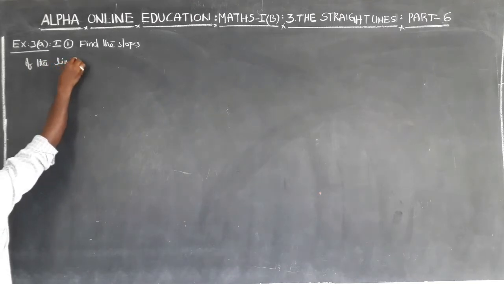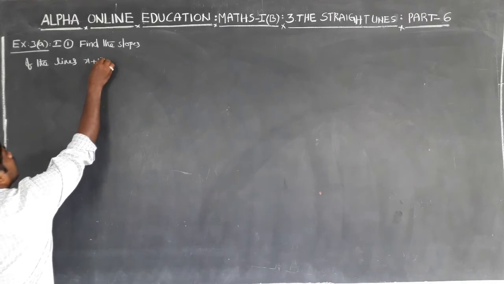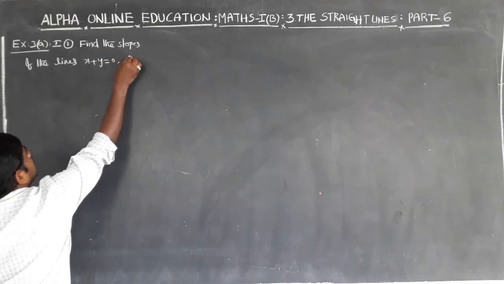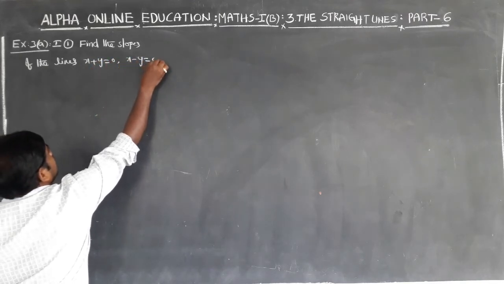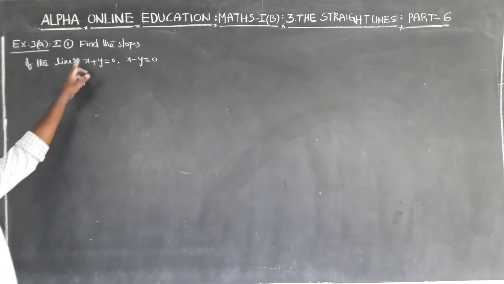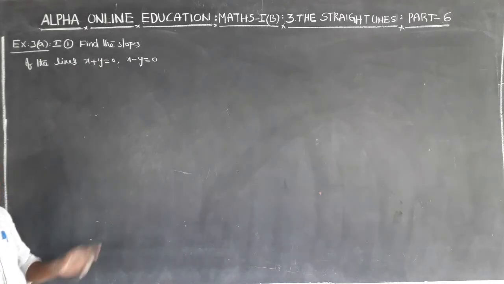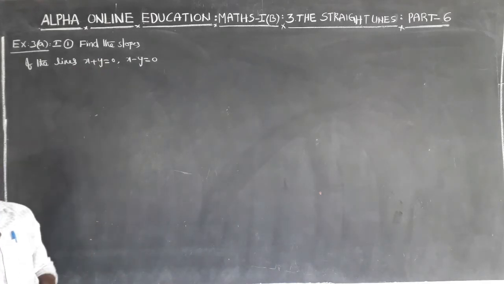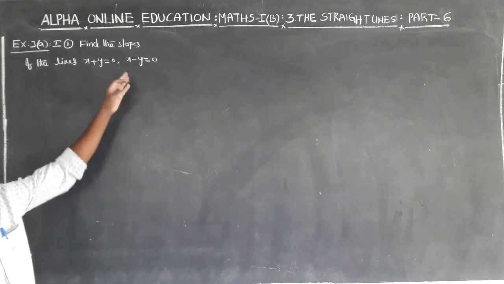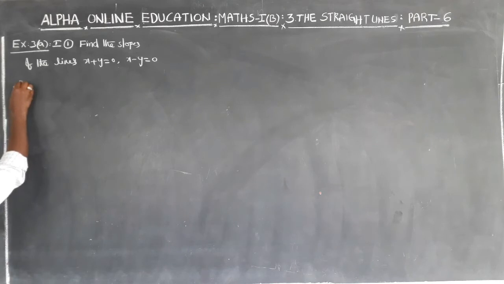Find the slopes of the lines. First one is x plus y is equal to 0, and the second one is x minus y is equal to 0.